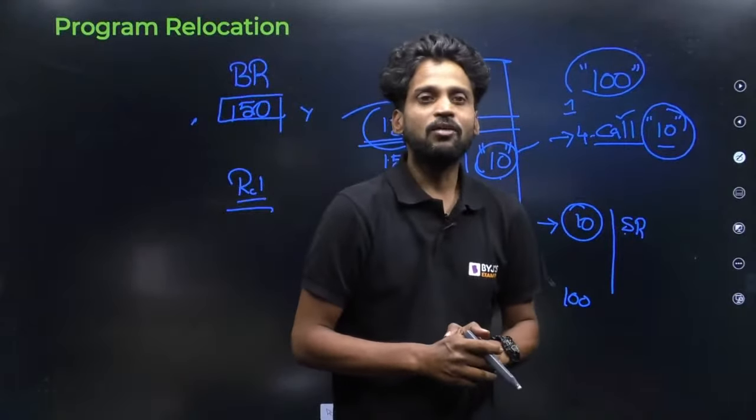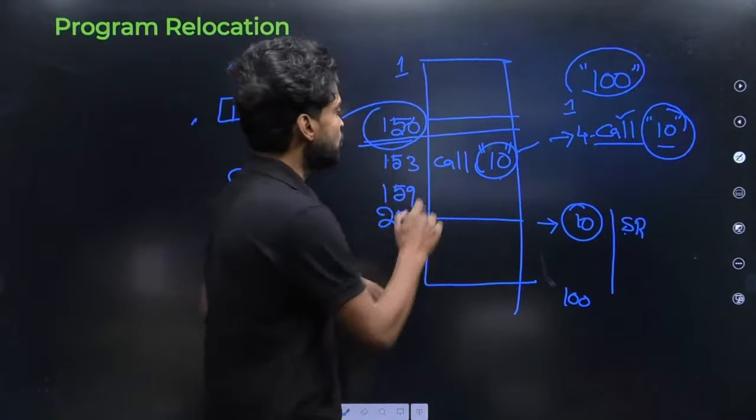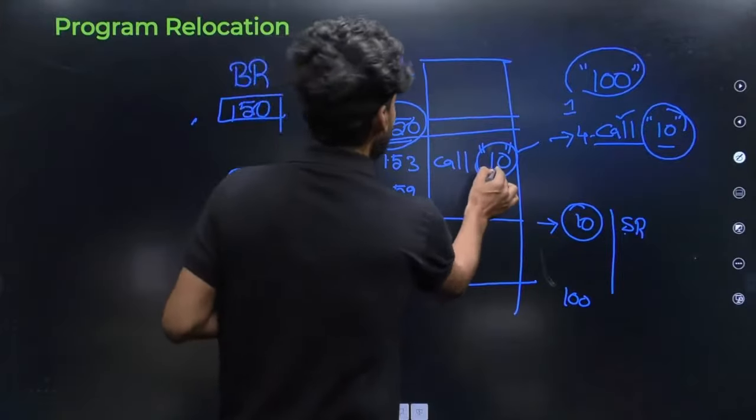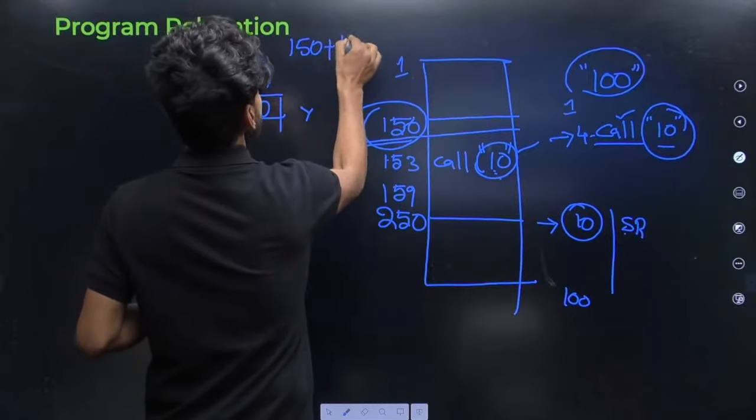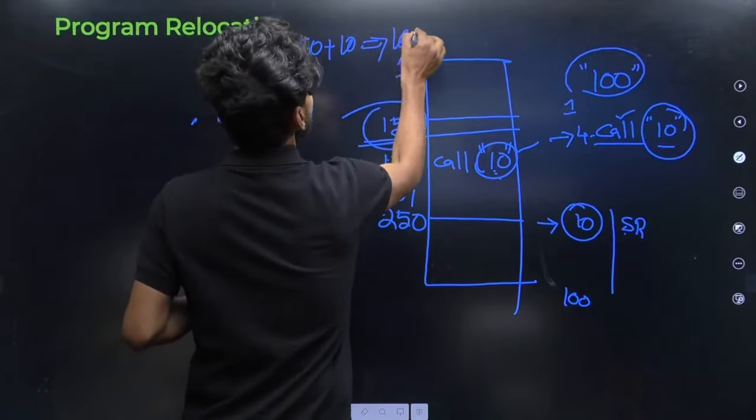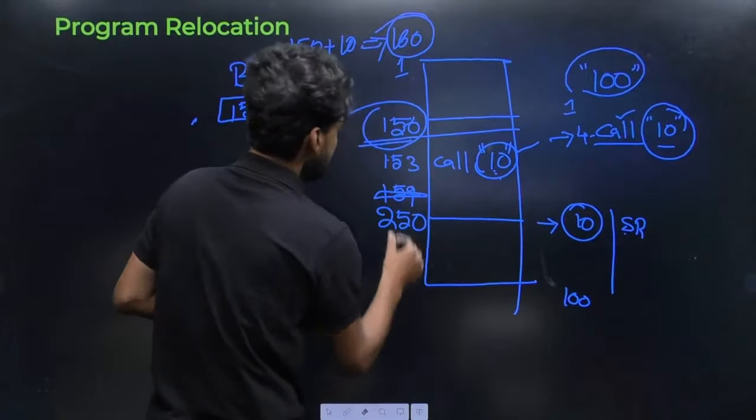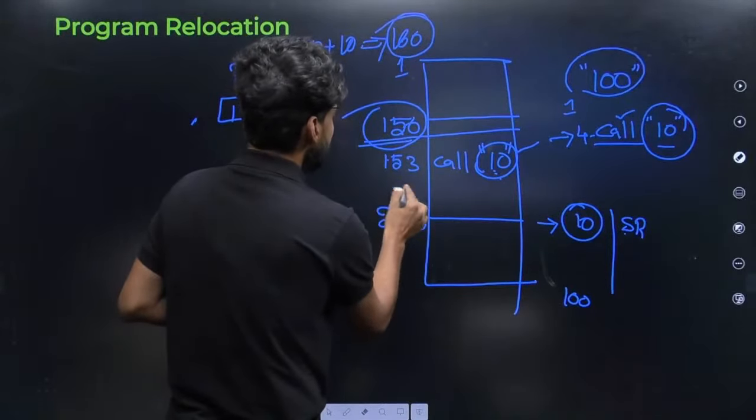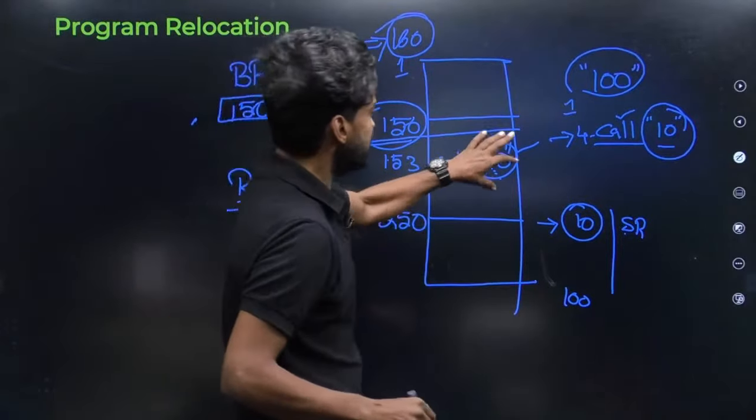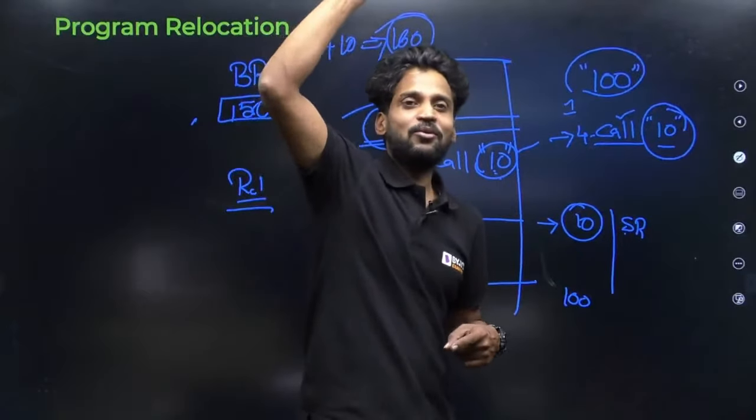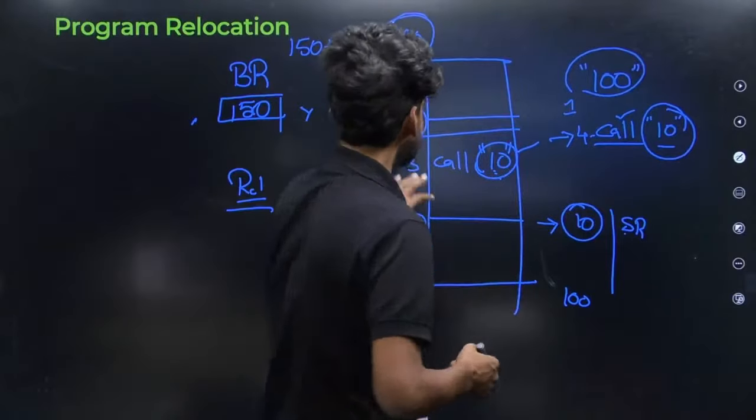I hope you got my point. That is, I want to branch to the 10th location within the program. Now when I add this 10 to 150, 150 plus 10 is equal to 160. 160 is exactly the 10th location, not 159, sorry. 160 is exactly the 10th location where I need to branch within my program. Yes or no? But if I simply say 10, that will go to the 10th location of the main memory, where the program is not allowed to execute at all. So this is one way.